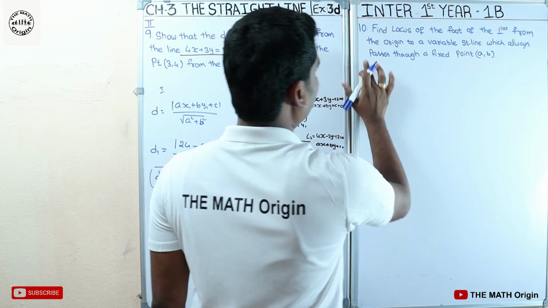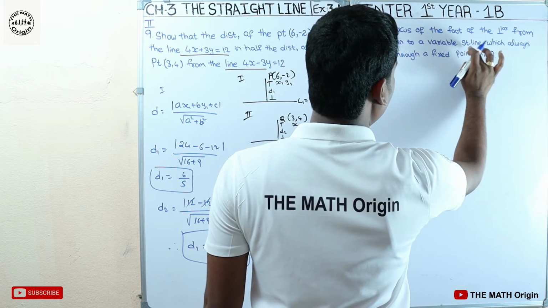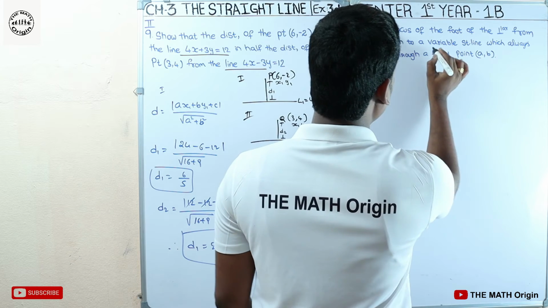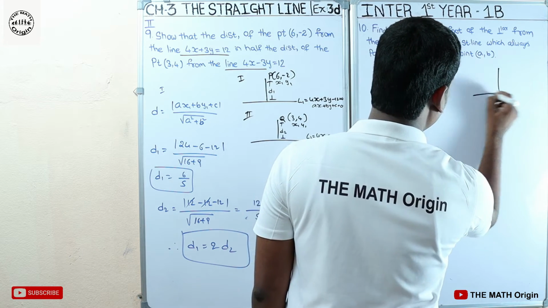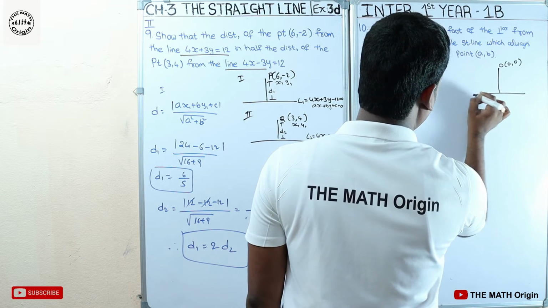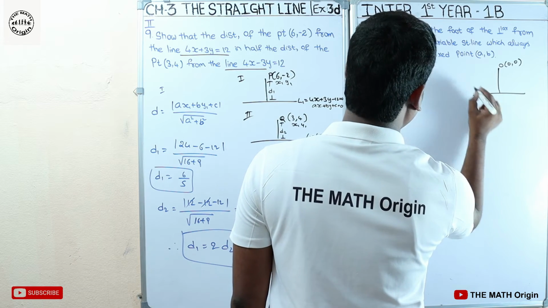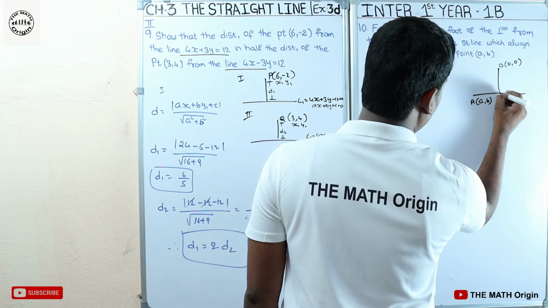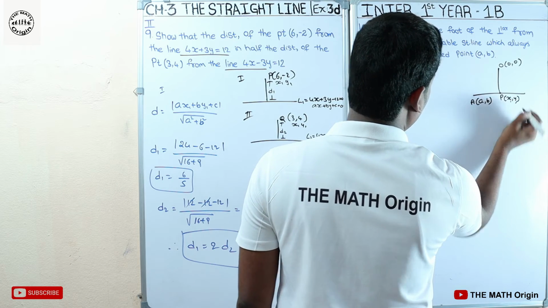And the 10th problem: find the locus of the foot of the perpendicular from the origin to a variable straight line which always passes through a fixed point. The straight line always passes through a point A, let's say as mentioned, A comma B, and we have the foot of the perpendicular as some point P of x comma y, or x1 y1.